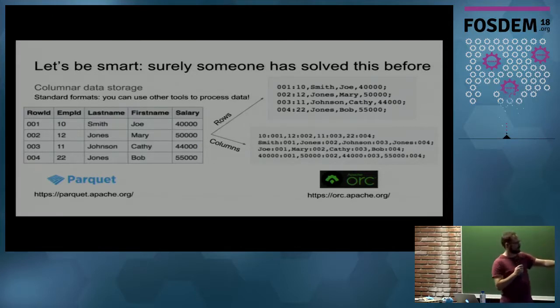Quick intro, if you've never encountered it, this is how you would represent relational data. If you store it in rows, it looks a bit like CSV. If you store it in columns, you just flip it around, and you see that each of the rows there is one of these columns.